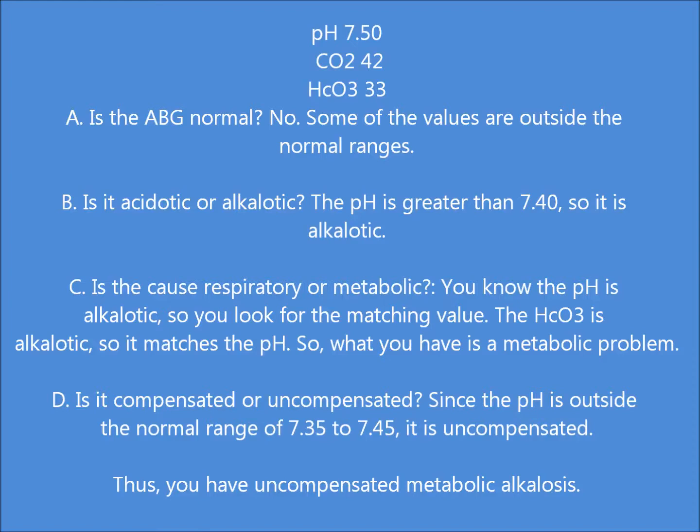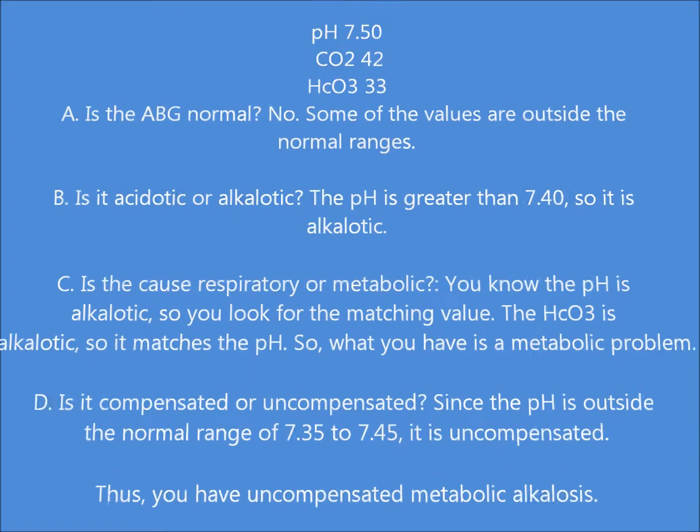Is the cause respiratory or metabolic? You know the pH is alkalotic, so you look for the matching value. The HCO3 is alkalotic, so it matches the pH. So what we have here is a metabolic problem. Is it compensated or uncompensated? Since the pH is outside the normal range of 7.35 to 7.45, it is uncompensated. Thus we have an uncompensated metabolic alkalosis.